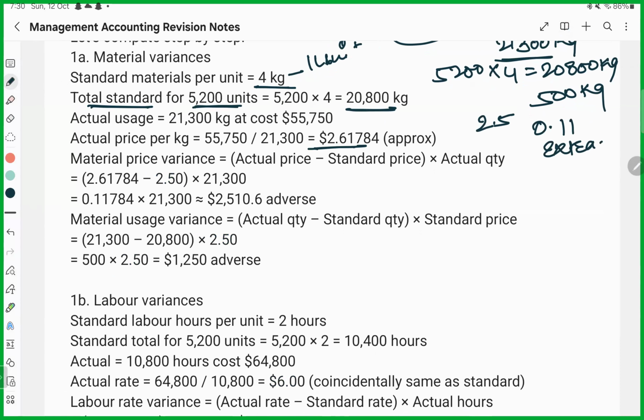So both my material price variance and my material usage variance are going to give me an adverse result because I have used extra 500 kgs and I paid extra 0.11 rupees. Now let's see how the calculation actually happens. Material price variance: we incurred an actual 2.61 where we decided to pay only 2.5, multiplied by the actual quantity, which gives me 2,510 rupees adverse. So I have paid an extra 2,510 rupees because I paid extra 0.11 per kg.